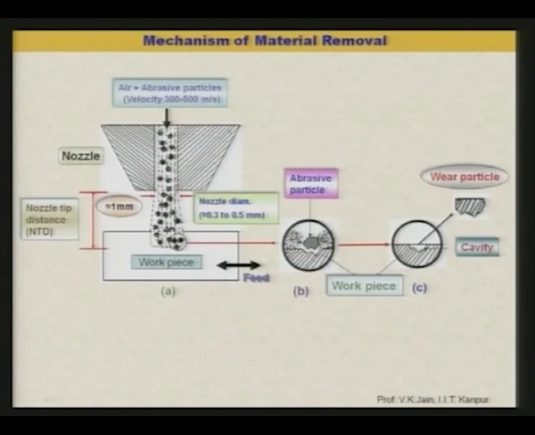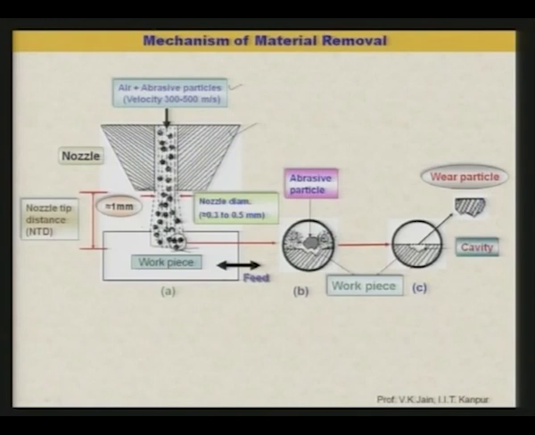Here is the nozzle where you can find air plus fine abrasive particles coming at a velocity ranging between 300 to 500 meter per second. Now, these abrasive particles at high velocity come and hit the workpiece surface, as you can see here. The nozzle diameter normally is kept between 0.3 to 0.5 millimeter, and the gap between the bottom of the nozzle and the top surface of the workpiece is normally around 1 millimeter.